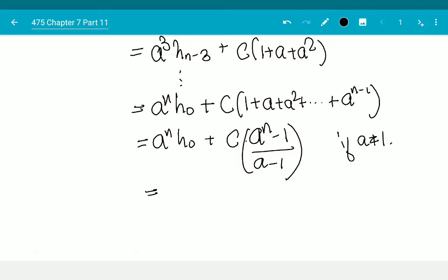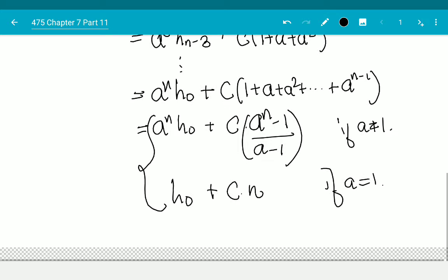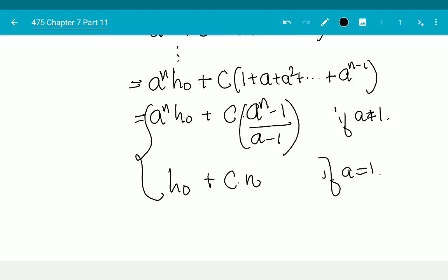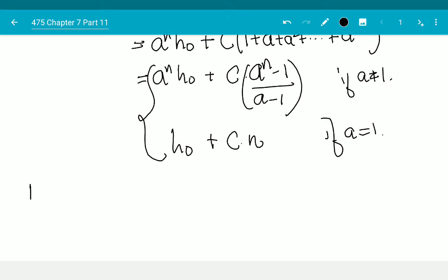So the solution is, if a is not equal to 1, a to the n h(0) plus c times (a to the n minus 1) over (a minus 1). In the case a is equal to 1, it is h(0) plus c times n. And that's my final solution for that problem. So this case is pretty simple. Let us do a slightly more complicated example.